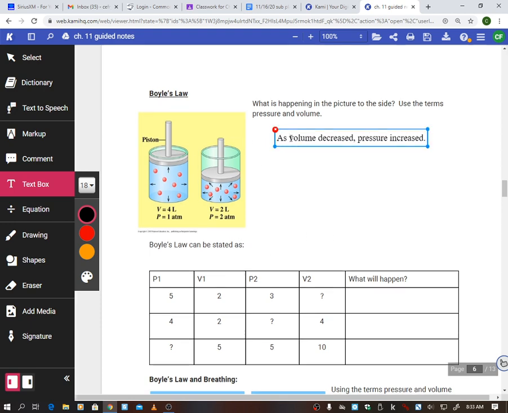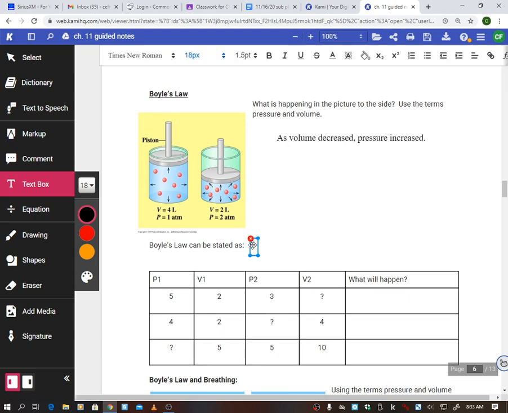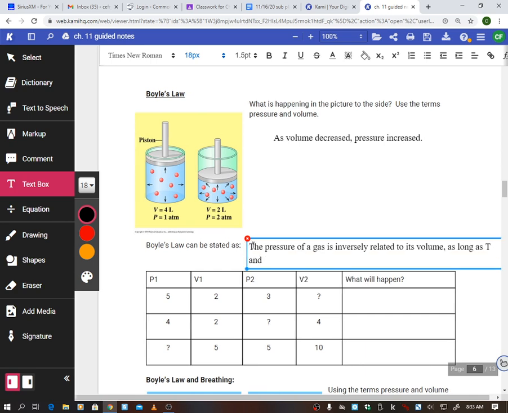All right, so Boyle's Law is dealing with pressure and volume. Boyle's Law can be stated as, and let's use the book version of this answer and we'll explain it: the pressure of a gas is inversely related to its volume as long as temperature and amount, like how much gas you have, stay constant. Which means I'm not changing the temperature, and I'm not adding or taking away gas. That's what's happening.